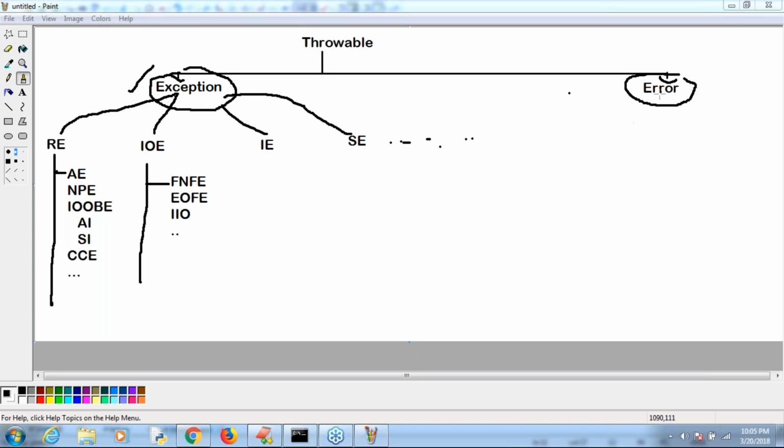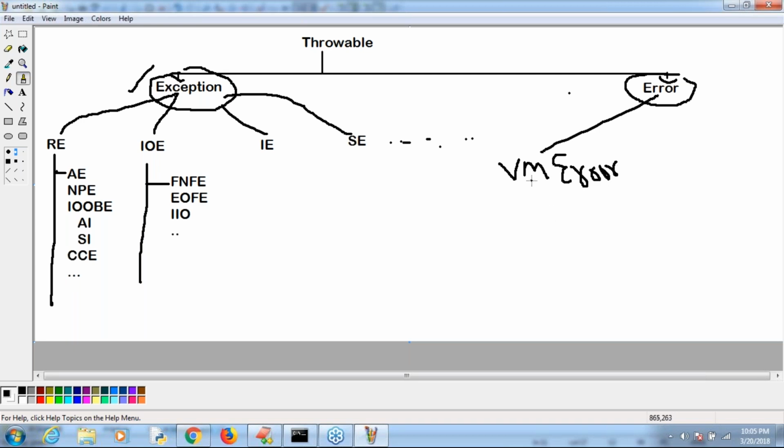Next, for Error also, do you know VirtualMachineError is there? Under VirtualMachineError, StackOverflowError is there. Next one after that, do you know OutOfMemoryError?